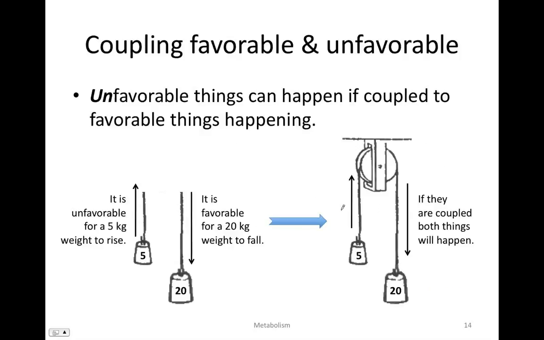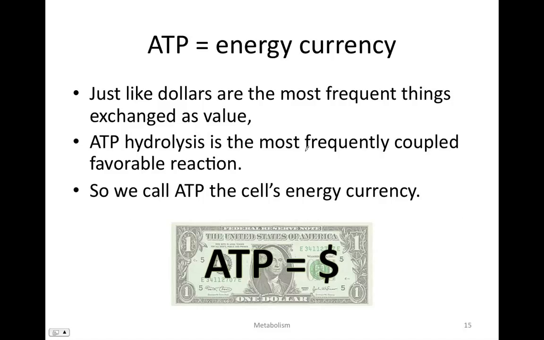ATP being broken down is the most frequently coupled favorable reaction in cells. So that means that ATP is the energy currency of the cells. Dollars are called currency in the financial economy because they're the most frequently exchanged things of value. We all recognize the value of a dollar. Yeah, we all agree that the value of the dollar is going down, but it has value. Everybody wants one, or more than one.